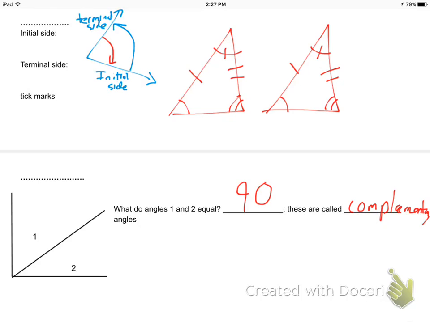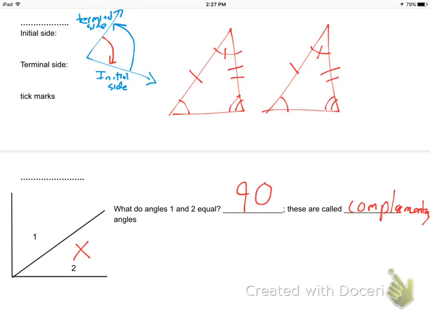60. If angle 2 was 65 degrees, angle 1 has to be 25. If angle 2 is x, what's angle 1? Call that x. What's angle 1? It's going to have an x in it. Guys, what do they add up to? Plus x equals 90. It equals 90 together.